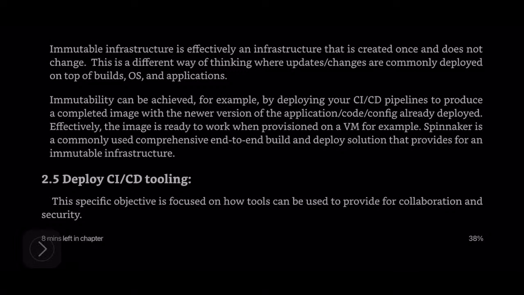Immutable architecture. Immutable infrastructure is effectively an infrastructure that is created once and does not change. This is a different way of thinking, where updates and changes are commonly deployed on top of builds, OS, and applications. Immutability can be achieved, for example, by using your CI/CD pipelines to produce a completed image with the newer version of the application code and config already deployed. The image is ready to work when provisioned on a VM, for example. Spinnaker is a commonly used comprehensive end-to-end build and deploy solution that provides for an immutable infrastructure.